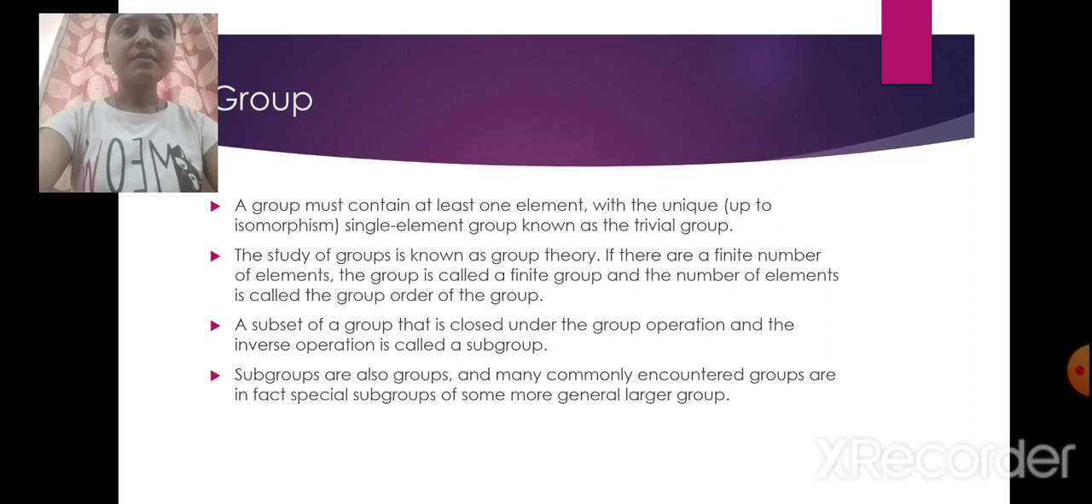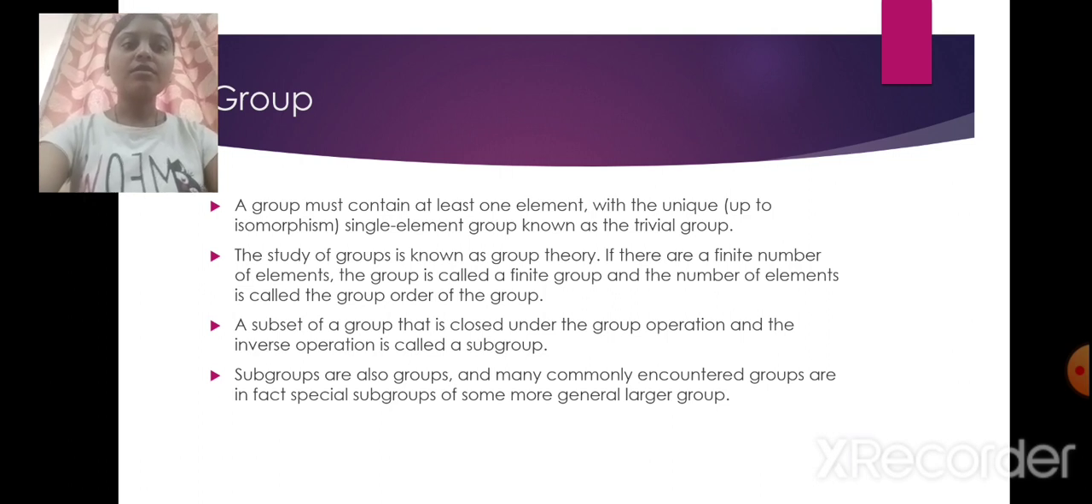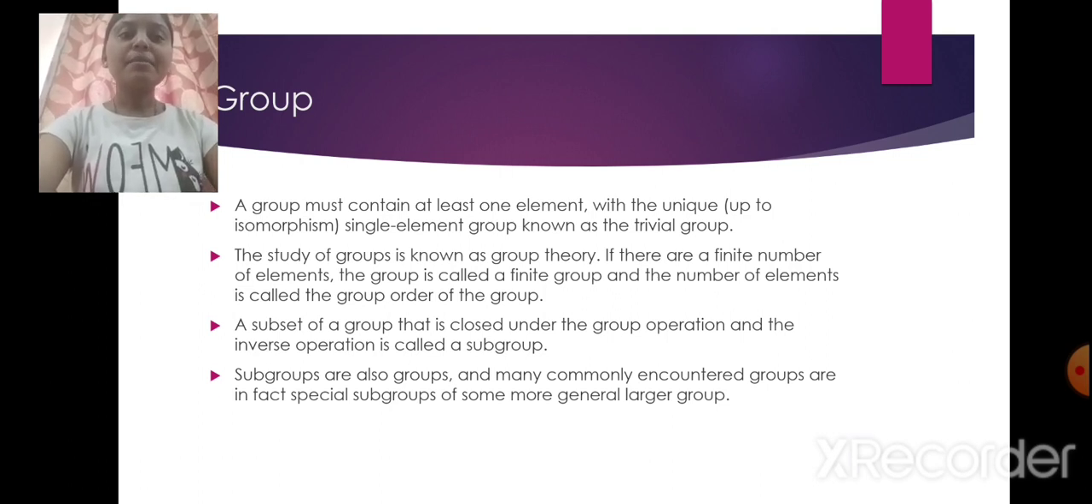Group. A group must contain at least one element, unique up to isomorphism. A single element group is known as the trivial group. The study of groups is known as group theory. If there are a finite number of elements, the group is called a finite group, and the number of elements is called the order of the group.